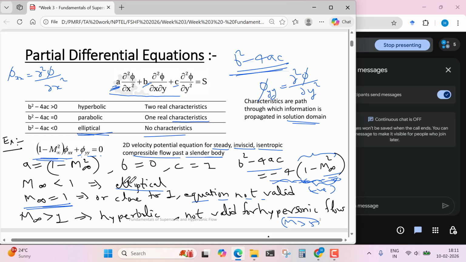This equation is also not valid for M∞ greater than 5. For hypersonic flow, it is not valid.